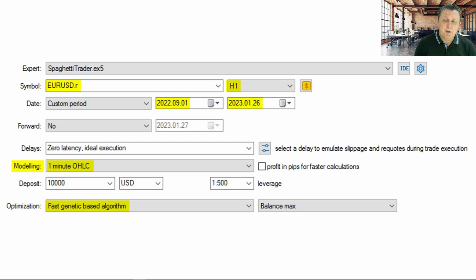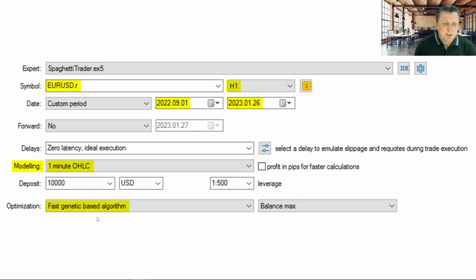Then a very important thing that came out very early on, we couldn't really test it, is the modeling part here. The robot itself is set up from the EA factory side so that we have to use the 1 minute OHLC, and with anything else you won't really get the tester to run here. So very important parts. Deposit, we're always testing with 10,000, so that's why we have left it at that. The leverage here is 1 to 500. You can do 1 to 200, whatever it is you want, of course.